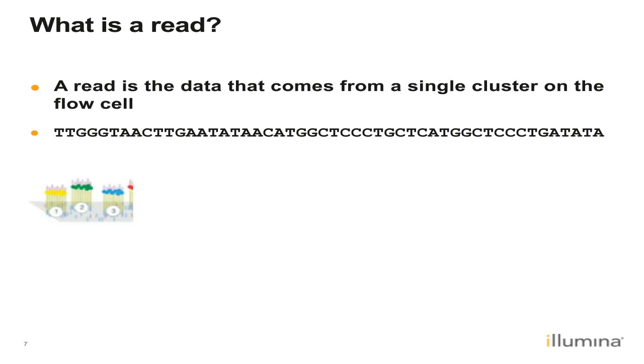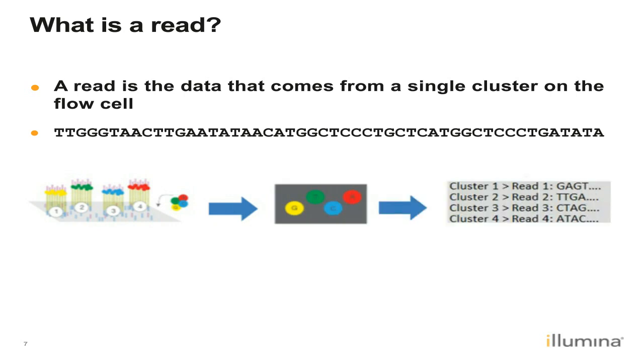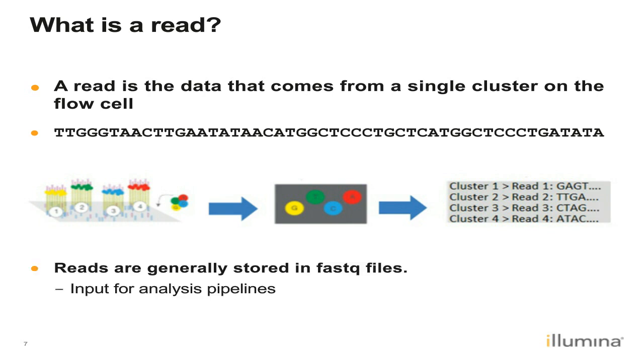In this illustration here, we're just showing that as a cluster lights up, the sequencer is able to determine what base is present at a given cycle. Once it determines all the bases present and we go through FASTQ generation, we actually get reads in our FASTQ file that are coming off of those clusters. Reads are stored in FASTQ files, and these are generated after demultiplexing. So basically, our FASTQ files are going to be our input for any and almost every analysis that we're going to do from here.